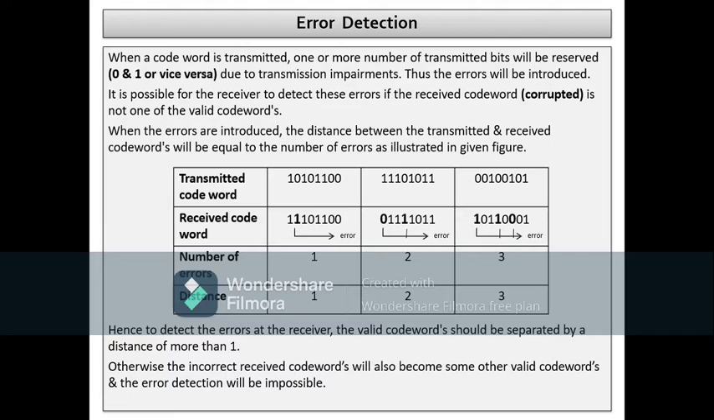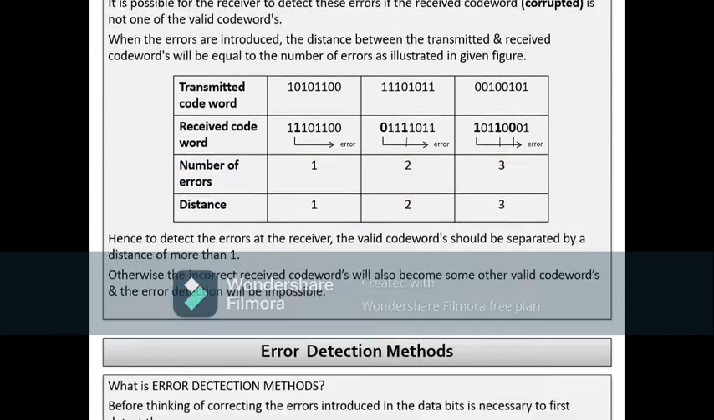Error detection. When a code word is transmitted, one or more of the transmitted bits may be received in error due to transmission impairment. Thus, an error will be introduced. It is possible for the receiver to detect this error if the received code word is not one of the valid code words. Transmitted code word 10101100. Received code word 11101100. Number of errors 1. Distance 2. Hence, to detect the error, the received code word and valid code words should be separated by a distance of more than 1.